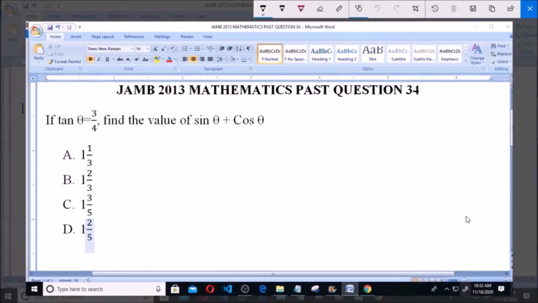I will be answering JAMB 2013 Mathematics Past Question 34. If tan theta is equal to 3 over 4, find the value of sin theta plus cos theta.